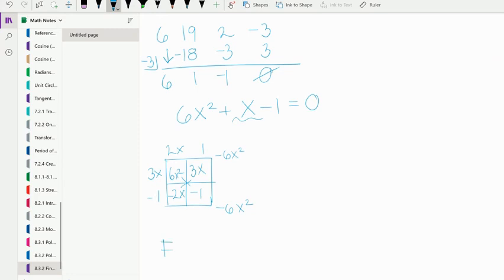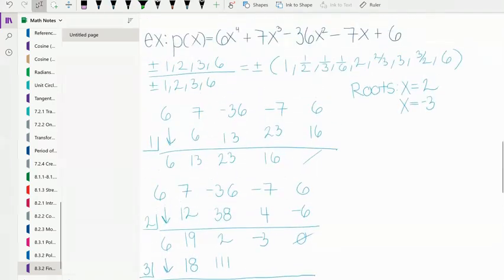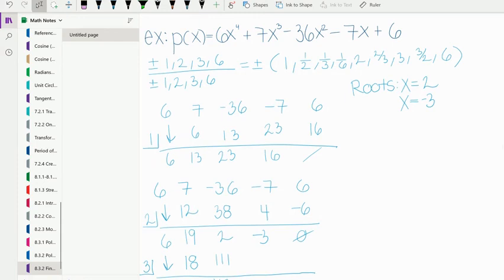So our factors of this polynomial are going to be 2x plus 1, 3x minus 1, x minus 2, and x plus 3. But our roots will be x equals 2, x equals -3, x equals -1/2, and x equals 1/3. So we can see it's kind of a tedious process, but you do need to know how to do it. So I would watch and rewatch the video if needed.